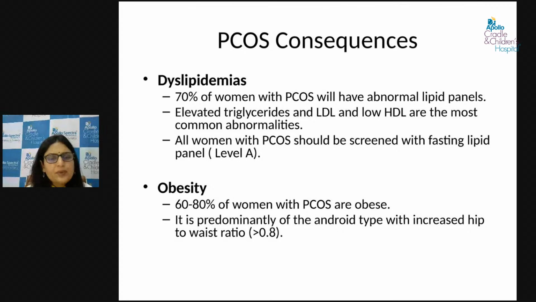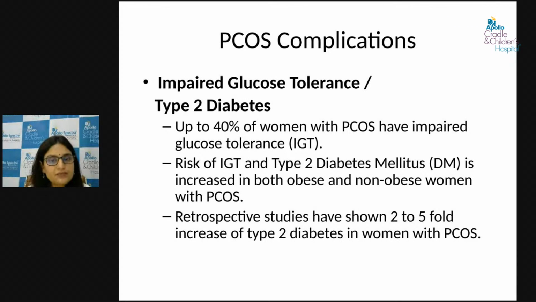So dyslipidemia, obesity: as I said, 60 to 80% of women with PCOS are obese. It is predominantly of the android type with increased hip and waist ratio. There is a typical pattern of obesity in PCOD patients. Their body used to be more pear-shaped, so the hip ratio keeps on increasing irrespective of their diet. This happens because of the hormonal imbalance, as I said, and if these things are going on, you have to be careful and get tested.